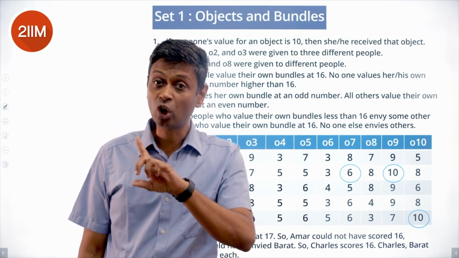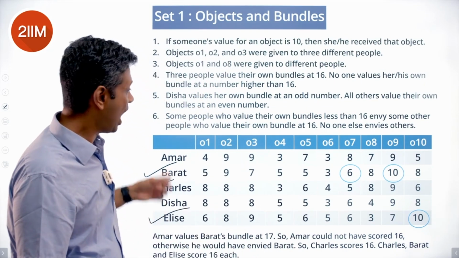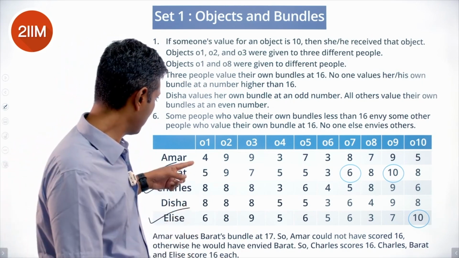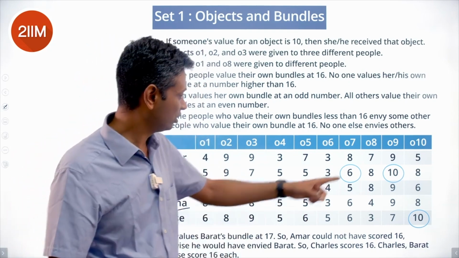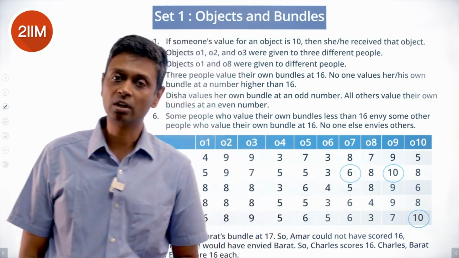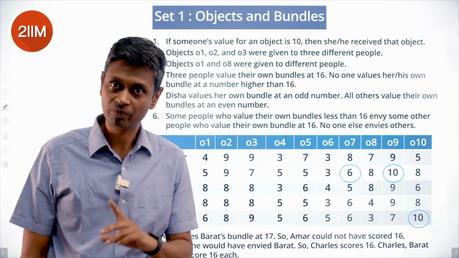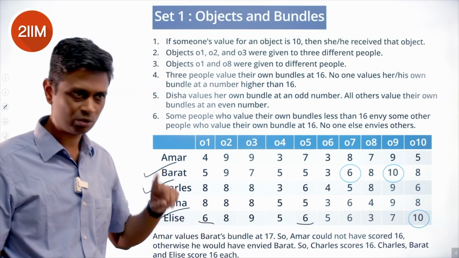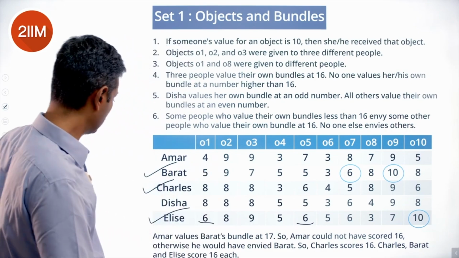That means Amar has not got 16. 3 people have got 16. Disha has not got 16. Amar has not got 16. That means Barat, Charles and Elise should have got 16. Brilliant. This 10 plus 6 tells us that Amar could not have got 16. That means the other 3, Barat, Charles and Elise, have got 16. I mean, Elise should go with either this or this, one of these two, and then we'll make some inferences about Charles. Right? Wonderful.